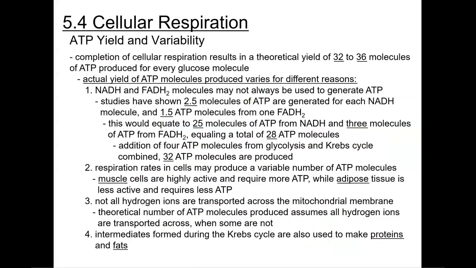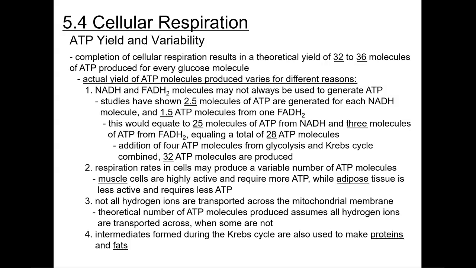Moving on, what do we get from this? ATP yield can be variable. Completion of cellular respiration results in anywhere from 32 to 36 molecules of ATP produced from every glucose molecule that was broken down. The actual yield of ATP will vary for different reasons. NADH and FADH2 molecules may not always be used to generate ATP. Studies have shown that 2.5 molecules of ATP are generated for each NADH molecule and 1.5 for every FADH2. That would equate to about 25 molecules of ATP from NADH and about 3 molecules of ATP from FADH2, and that gives you about 28 ATP molecules. Adding the 4 ATP you got from glycolysis and the Krebs cycle, 2 from each, you combine that to make 32 ATP. So on average around 32, but it can be 36.